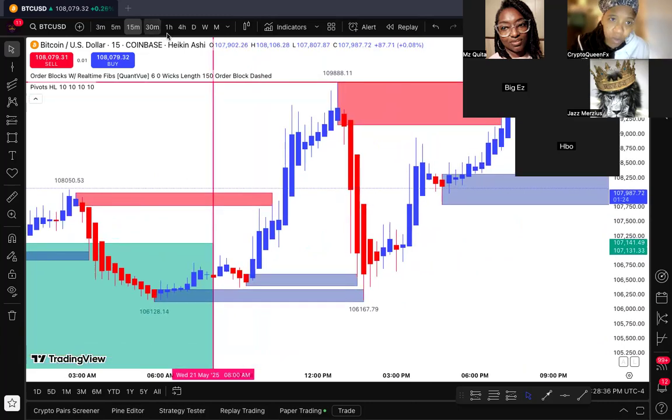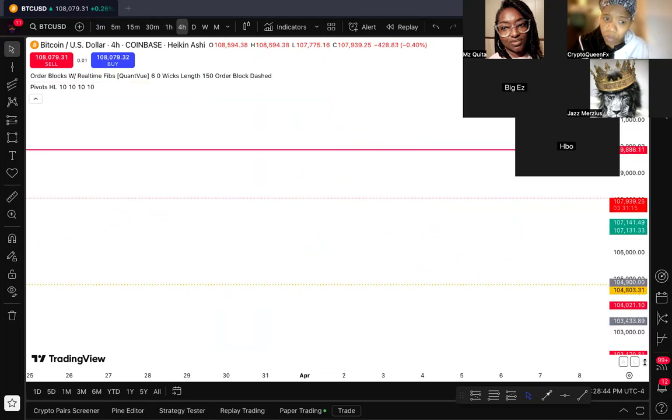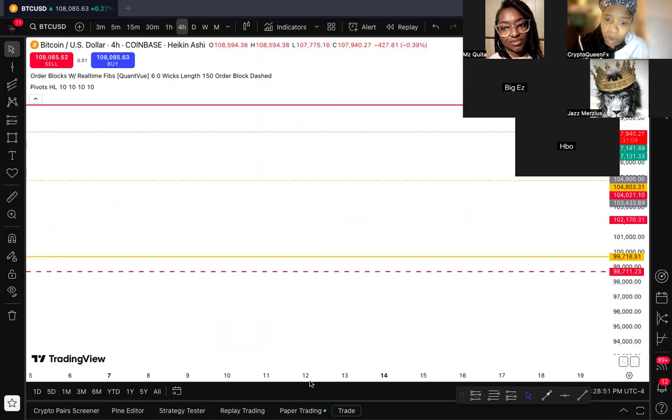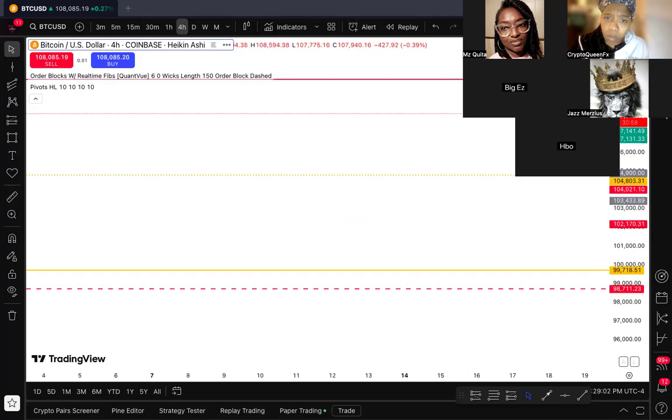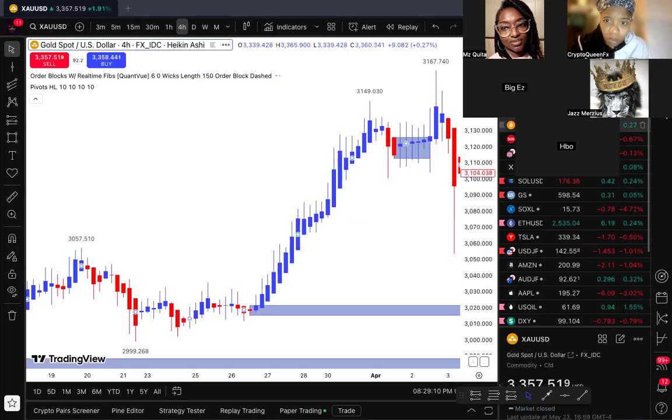But if you're following the trend, you shouldn't trade against the trend. When you're trading against the trend, you're gambling in the market. Did my chart just disappear? Okay, there we go.